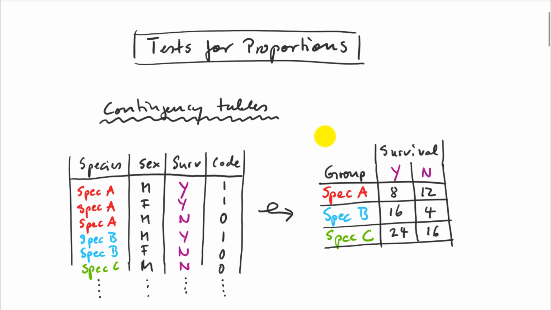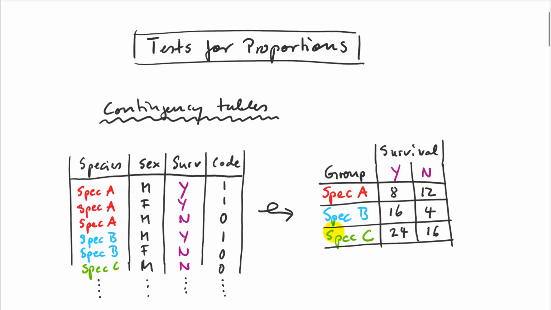So let's start with contingency tables. This is simply a data preparation step. If you start with a standard data table and you have, let's say, a different species as your class variable, and now you have binary response variables. So this could be a sex, male or female, a survival, yes or no, or you could also code this into ones and zeros, so this is all fine.